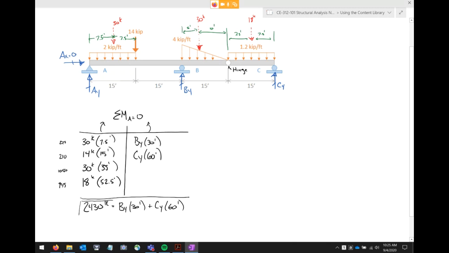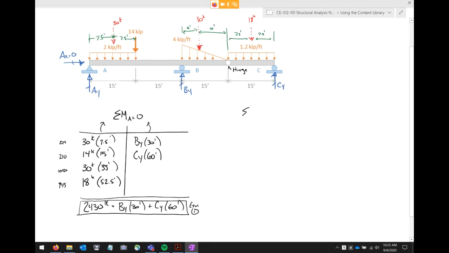So maybe I'll box that here on the screen. It is a fact that the reactions must conform with this equation. Otherwise, the structure won't be in static equilibrium, but it's not an individual reaction. All right. Let's keep going.